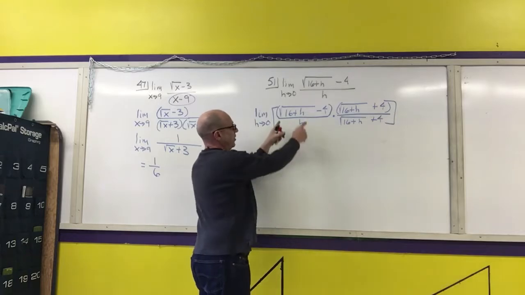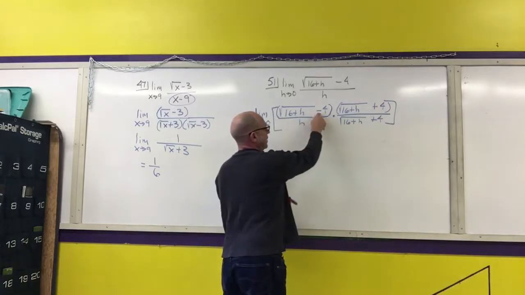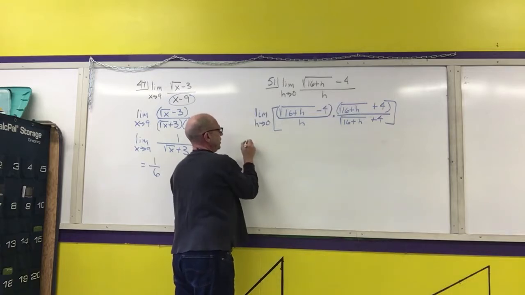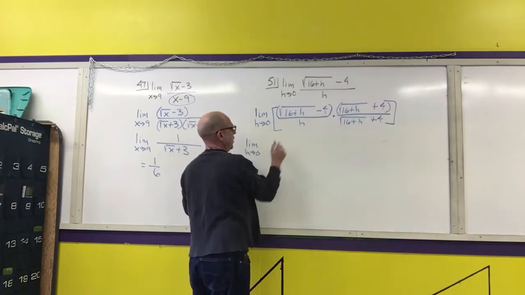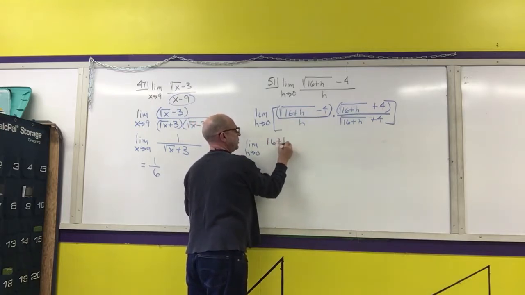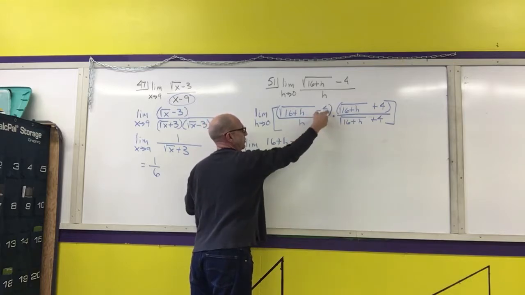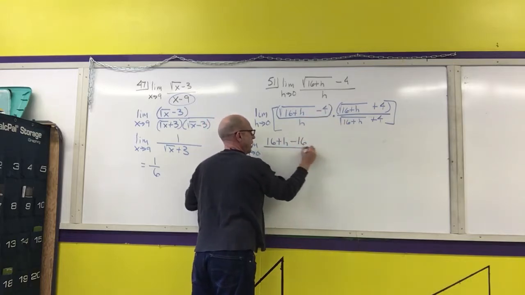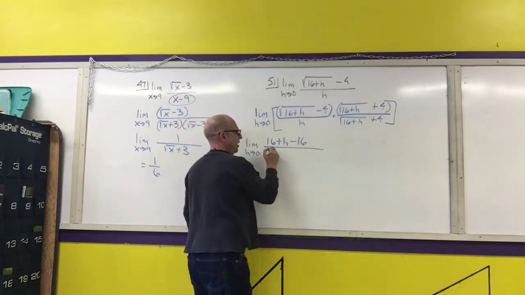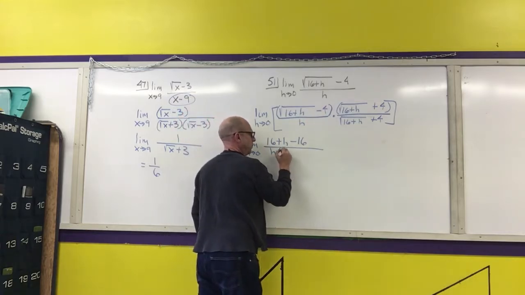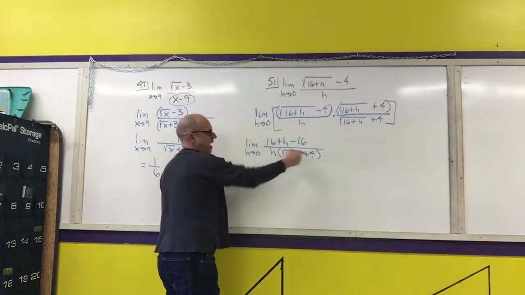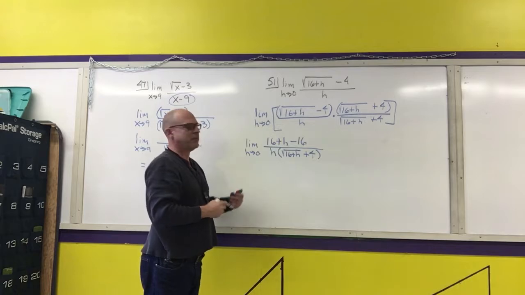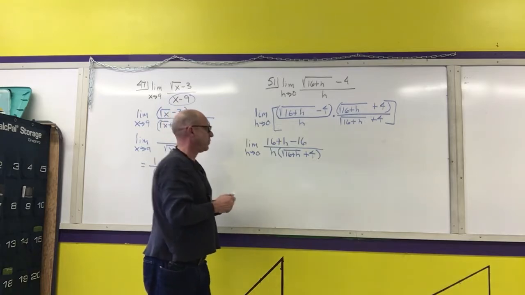And it's a memorized pattern that your answer is going to be the first term squared minus the last term squared. So I get the limit as h approaches 0 of the first term squared, which is 16 plus h, minus the last term squared, which is 16. And I am going to leave the denominator as a multiplication problem. And you'll see why when I get done with this step. My recommendation is you never multiply this out when you have this type of problem, because you're always going to be able to do what I'm going to do in the next couple of steps.